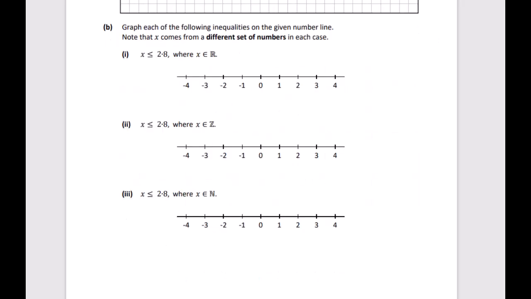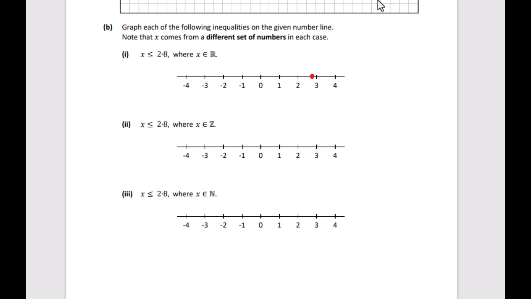Okay, so in part B here we have to graph each of the following inequalities on a number line. Note that x comes from a different set of numbers in each case. So let's have a look at part 1. X is less than or equal to 2.8 and x is real. So 2.8 is going to be somewhere around here. So we draw a circle there and it can be equal to 2.8, so I'm going to fill that in.